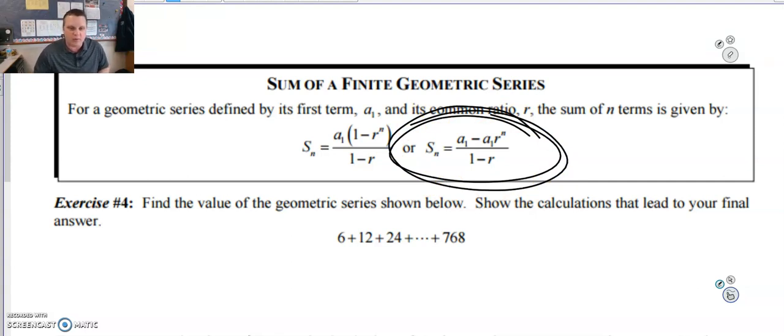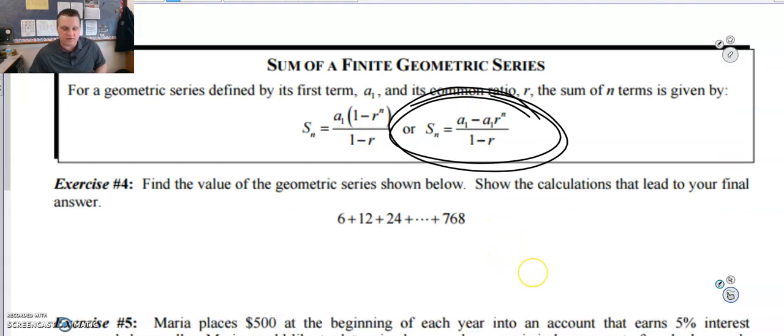Okay. Now we want to find the value of the geometric series below. Show the calculation that leads to your final answer. And I think this is the only one I'm going to do, and then we're going to be done. Okay, because the other stuff I'm going to talk about in class. All right, so you have a short video, and you can get right into the fluencies tomorrow.